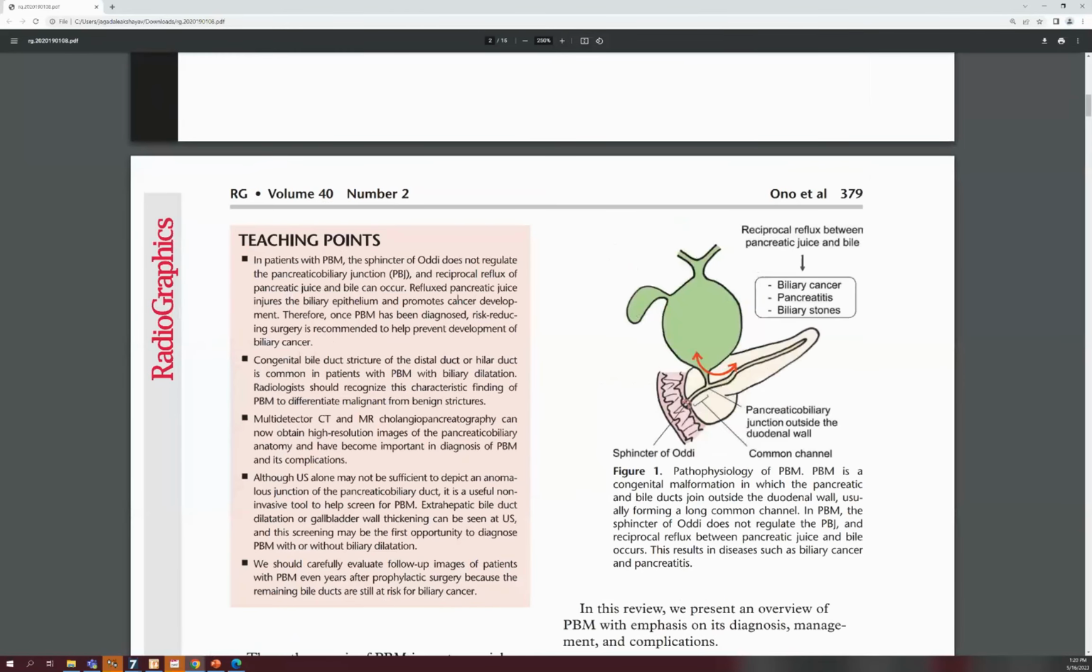Okay. Perfect. As they are describing, in patients with this anomalous pancreaticobiliary junction, the sphincter of Oddi does not regulate the pancreatobiliary junction, and a reciprocal reflux of pancreatic juice and bile can occur. This refluxed pancreatic juice injures the biliary epithelium and promotes cancer development. My case showed a similar thing, where the CBD is inserting into the pancreatic duct and entering the sphincter of Oddi as a common channel.